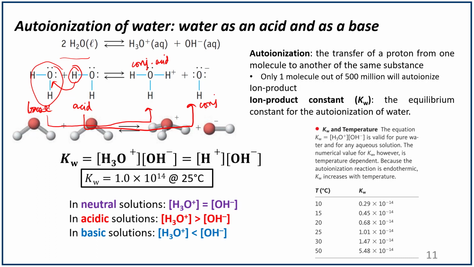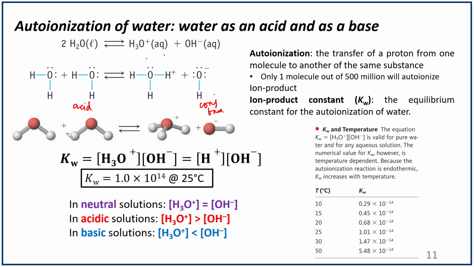If we write an equilibrium expression for that, remember that when writing equilibrium expressions, we don't include liquids and solids in the equilibrium constant expression. So the equilibrium constant expression is just K is equal to the concentration of hydronium ions times the concentration of hydroxide ions. And we're going to call that constant Kw, the equilibrium constant Kw.